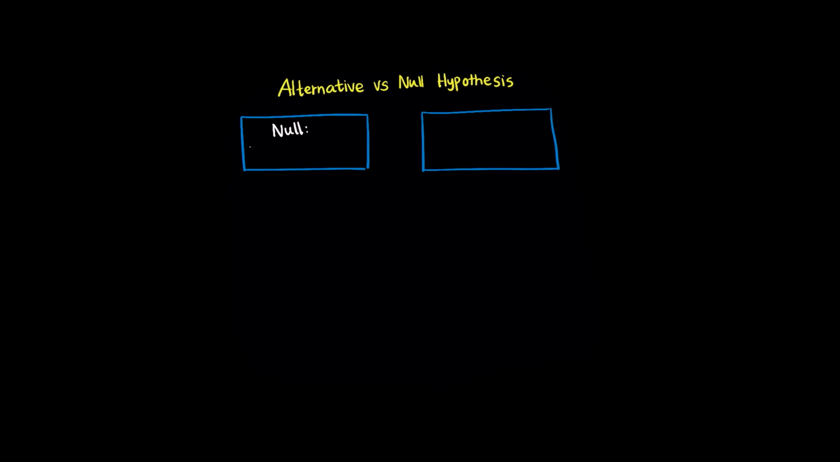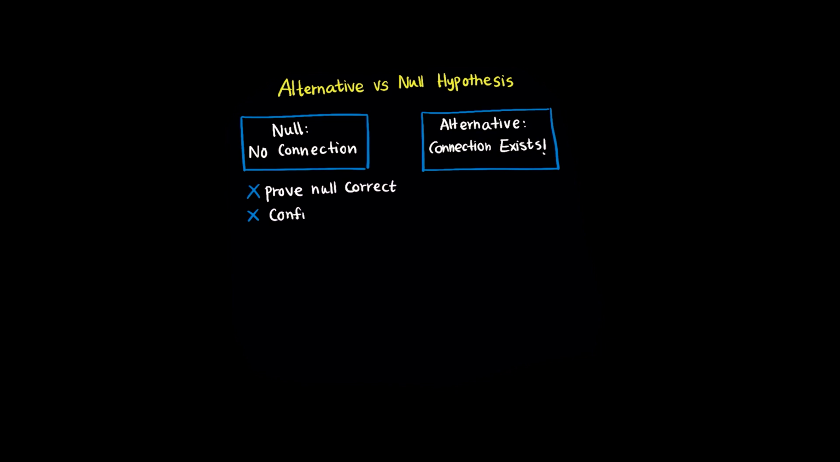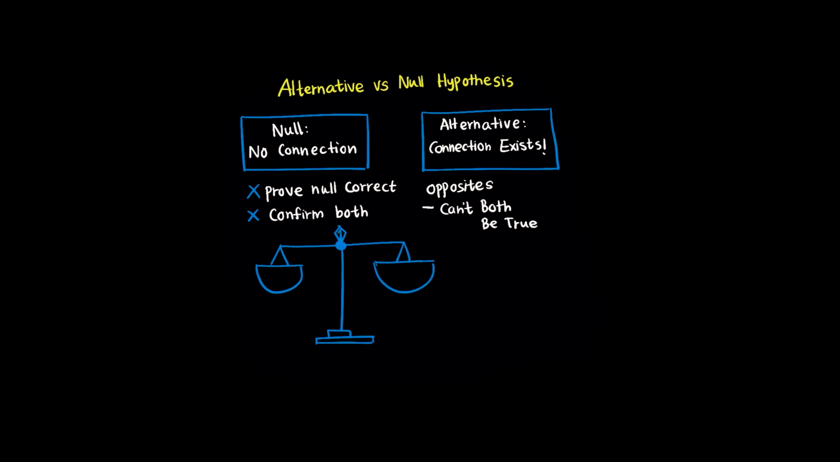The alternative hypothesis is where research gets interesting. It's the claim that something is happening between your variables. While the null states no relationship, the alternative declares yes, they're connected. Researchers don't try to prove the null correct. That would be affirming nothing is happening. They can't confirm both statements simultaneously. They're mutually exclusive opposites. Instead, researchers collect evidence attempting to reject the null hypothesis.